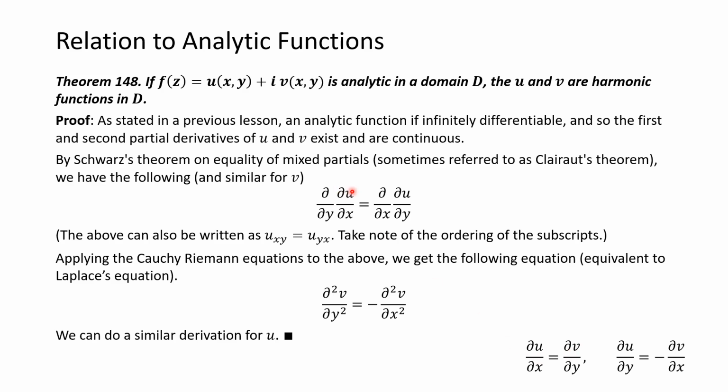So if we apply these equations to this here, we substitute in for u the partial of u with respect to x, the partial of v with respect to y. We get this, and then we substitute in the partial of u with respect to y, and we put in minus the partial of v with respect to x, and we get this here. And so if we add the right to the left side, then the equation is basically the condition for a harmonic function, which implies that v is harmonic. And we can do a similar thing to show that u is also harmonic.